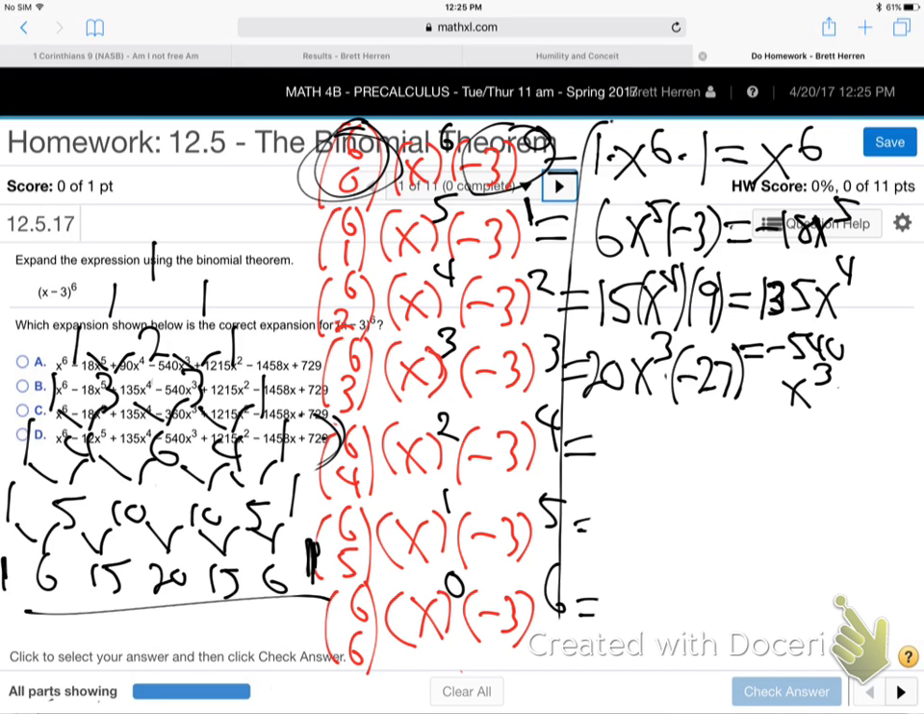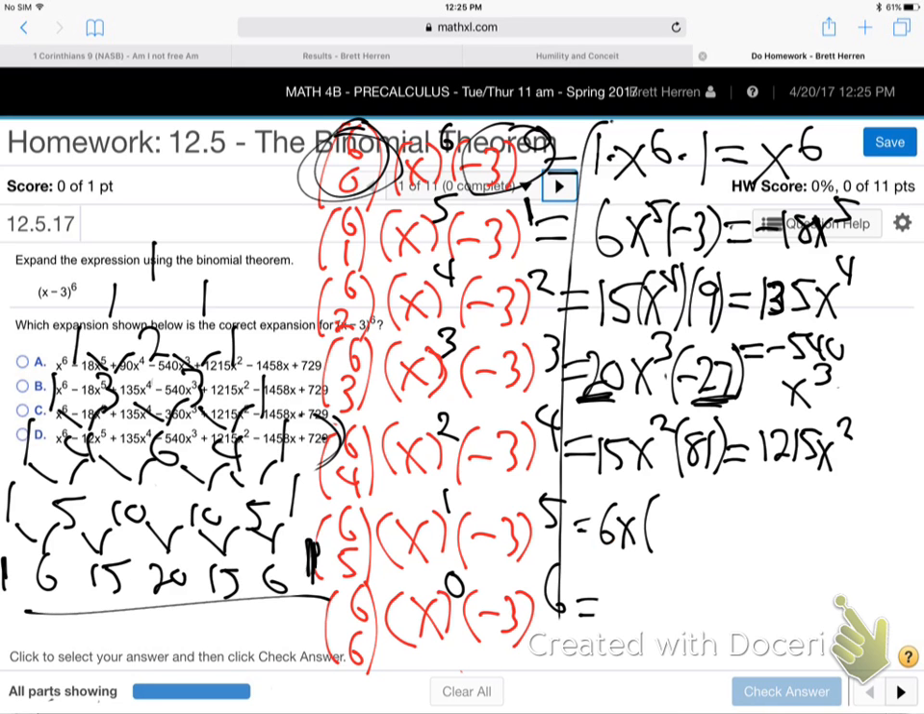Am I losing you? I'm multiplying whatever numbers I got from Pascal's or by calculator or by hand times the minus 3 to the power thing. Right? Next one, what was it? 15 x squared times, what's that? 81. Minus 3 to the 4th is 81. Somebody got, what's 15 times 81? 1200 something. 1215? Thank you. 1215 x squared.